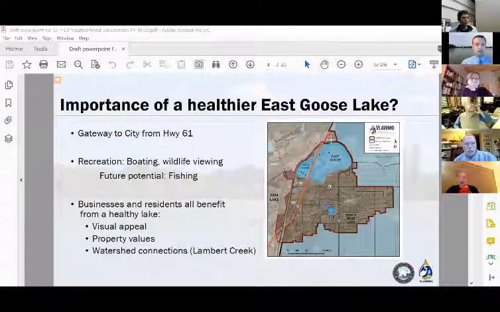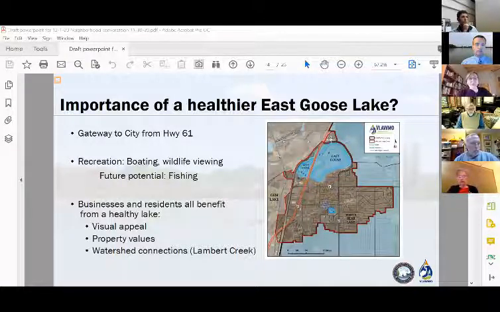Second, it has recreational benefits. It has boating, wildlife viewing, and something that could really have future potential as we go through this process, a better population of fishery. Thirdly, businesses and residents really benefit from a healthier East Goose Lake. That visual appeal I talked about, but also property values.